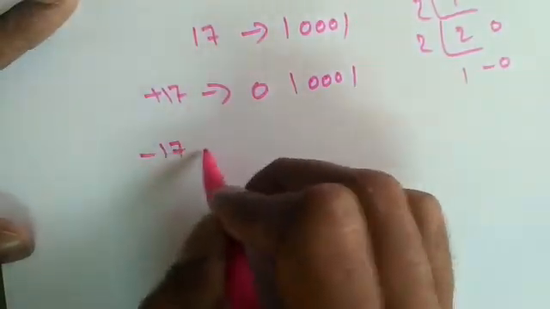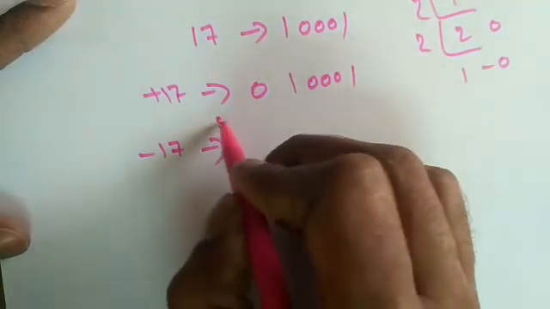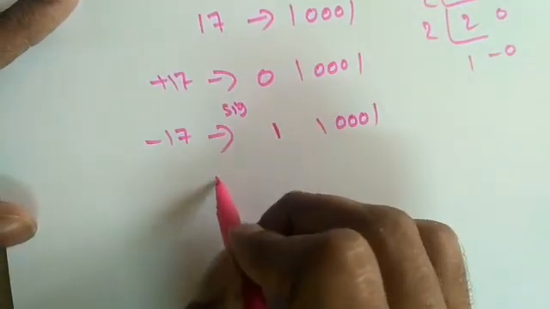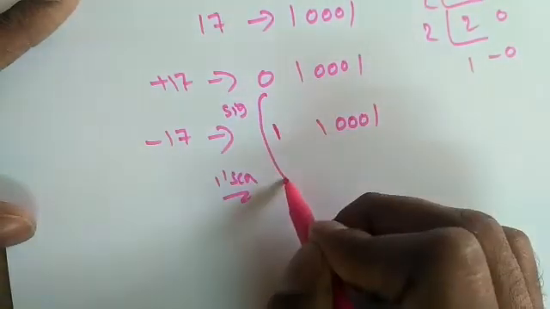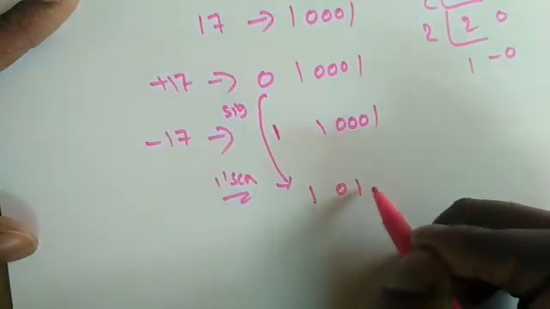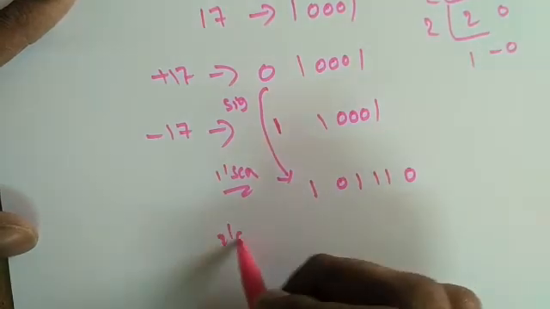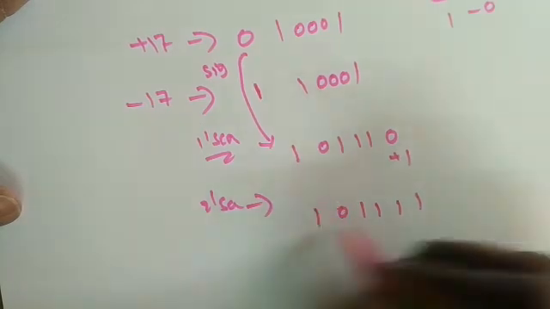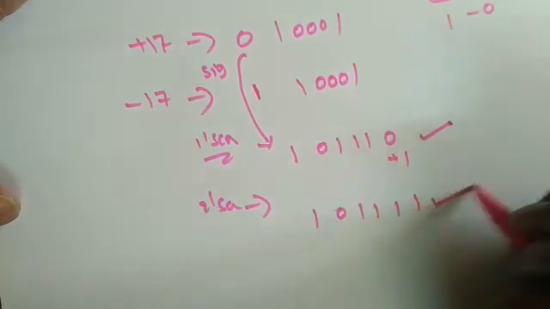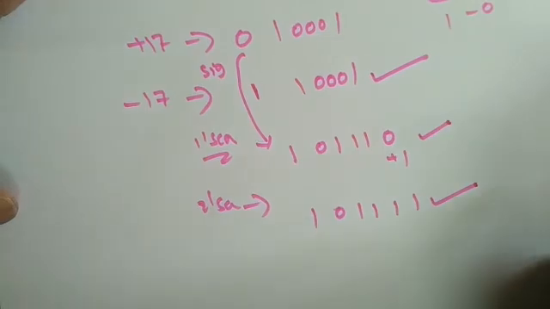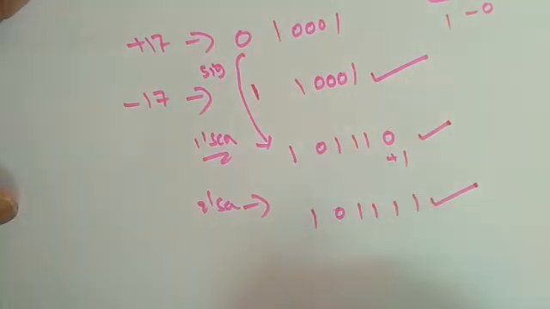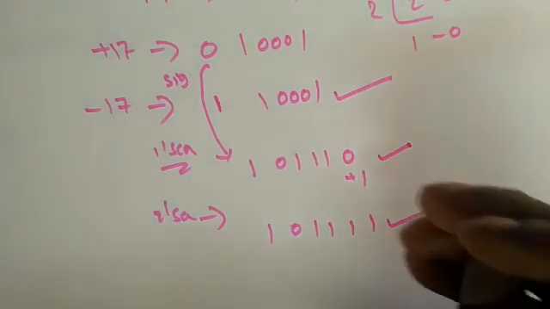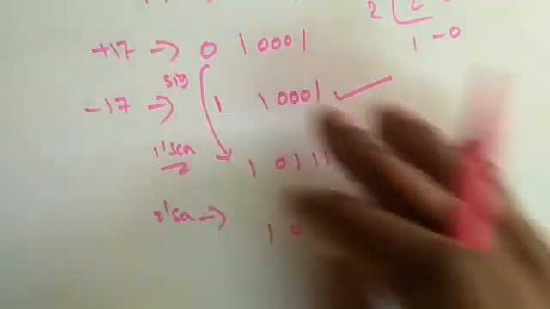Now to find minus 17, what do we need to do? If it is signed magnitude form, just add 1: 1 1 0 0 0 1. If it is 1's complement form, what do we need to do? Take the 1's complement of this number: 1 0 1 1 1 0. If it is 2's complement form, what do we need to do? Just add 1: 1 0 1 1 1 1. So 1's complement form, 2's complement form, signed magnitude form, right? So this is about the signed binary numbers. In the next lecture we'll solve some more problems using this complements method.